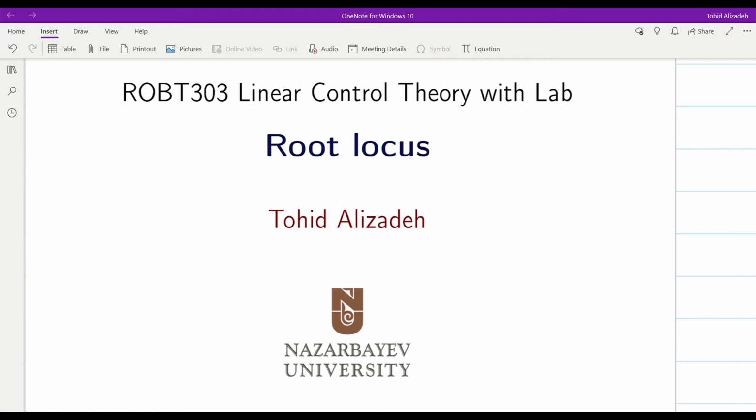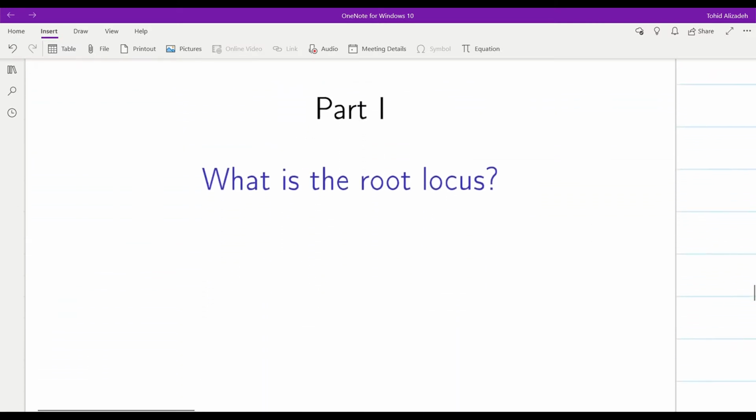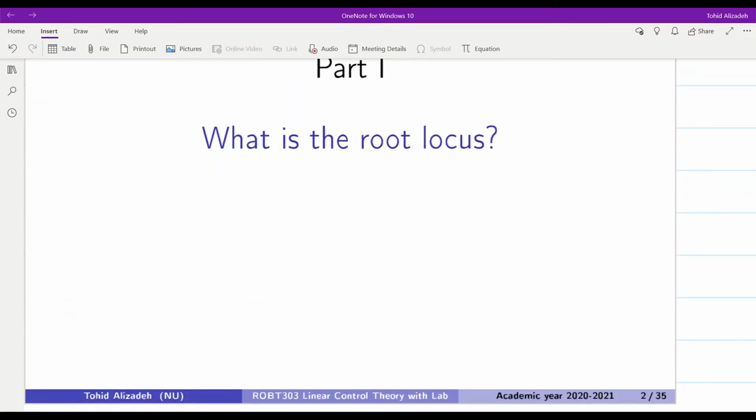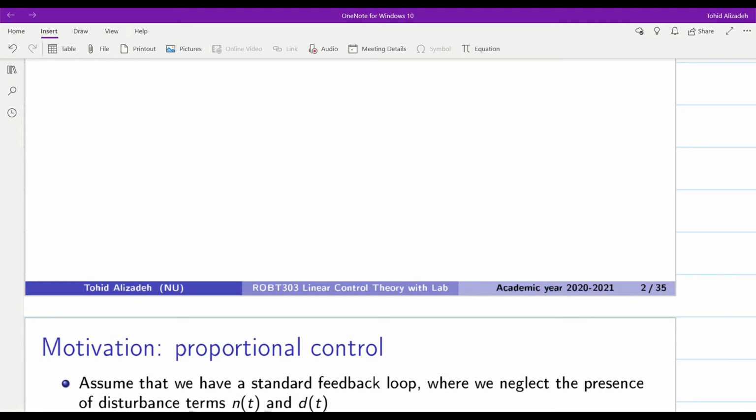Hello everyone. In this lecture we are going to discuss the root locus. In the first part we will see what the root locus is. The definition of the root locus will be provided together with some examples.